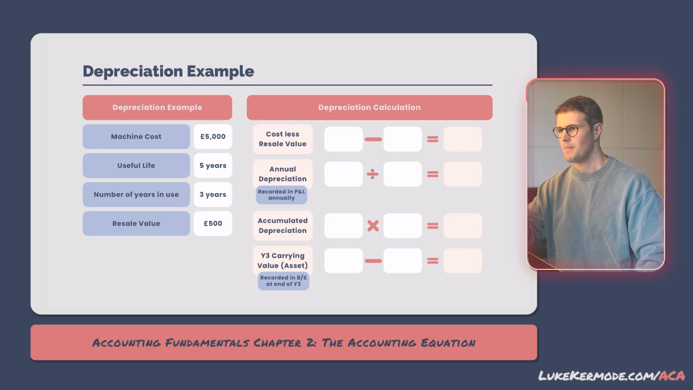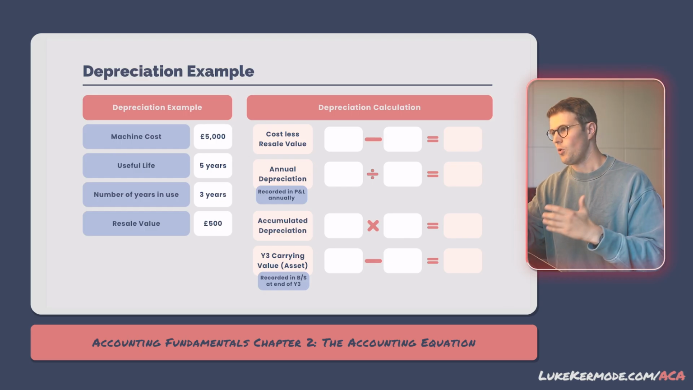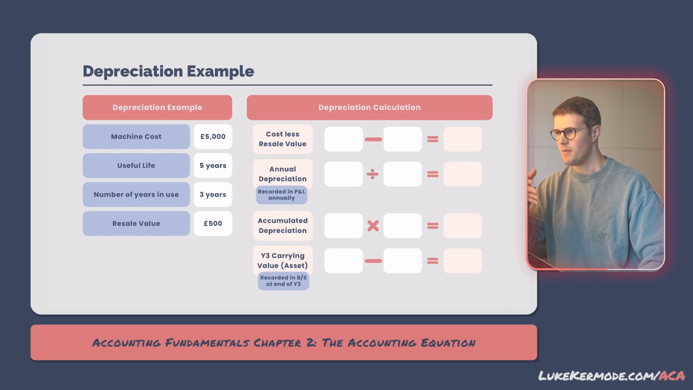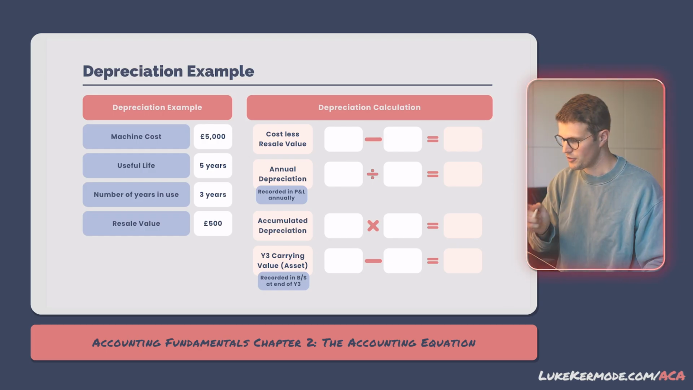Imagine a business buys a machine for £5,000. The machine has a useful life of 5 years, and at the end of that time, it's expected to be worth £500, which is the scrap or resale value, or the residual value as we defined it on the previous slide. The asset at this point in time will have been used for 3 years.